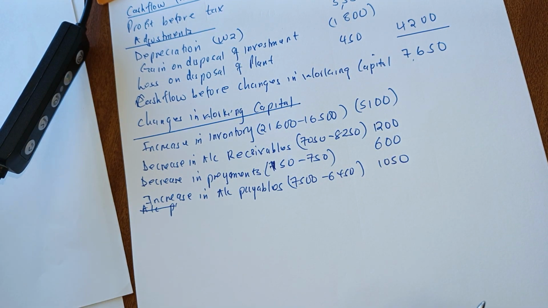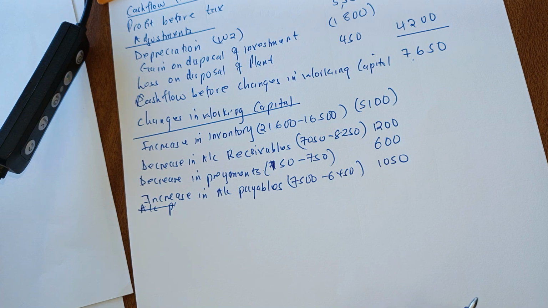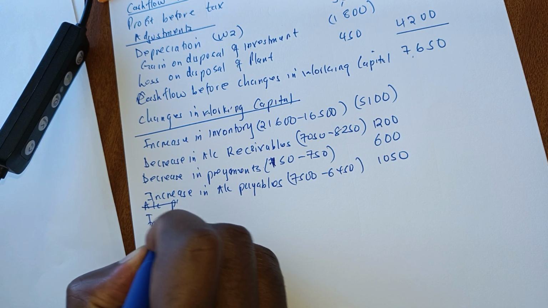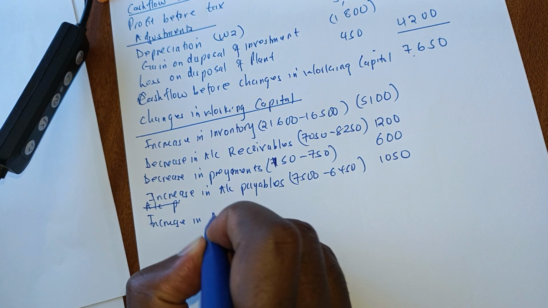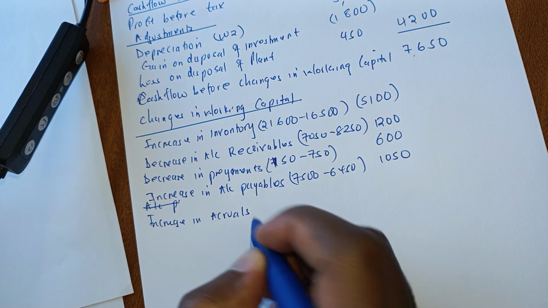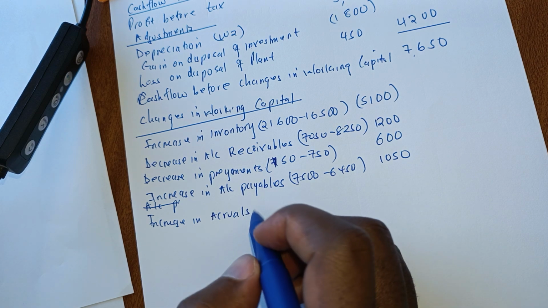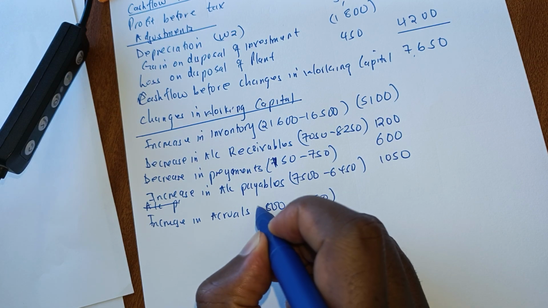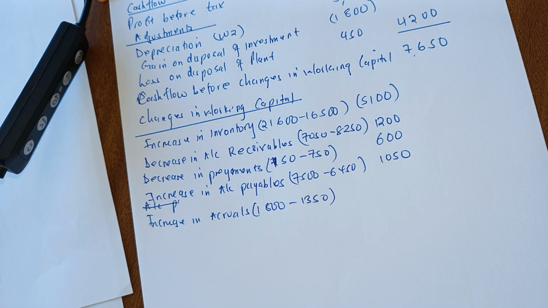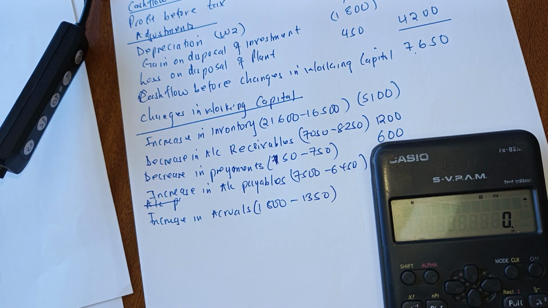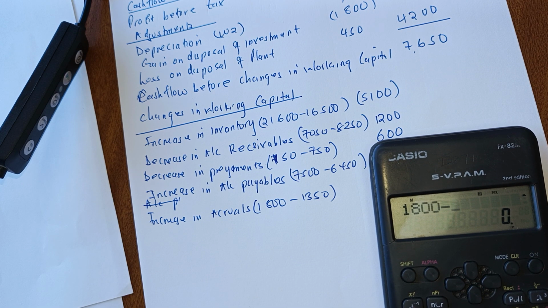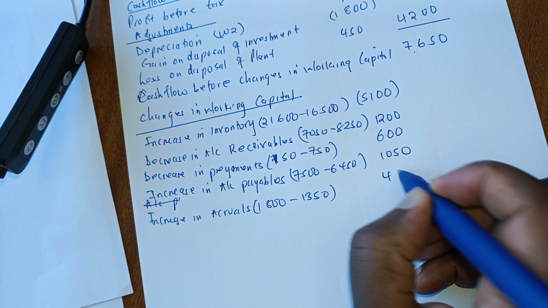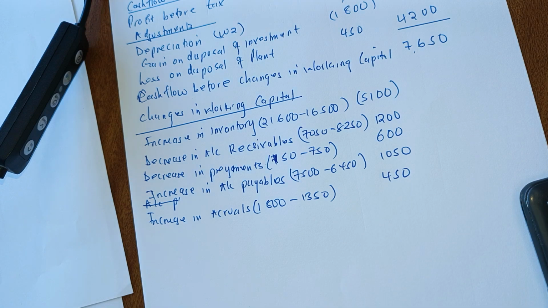Then those accrued liabilities, which also increased. So increase in accrued liabilities, let's say accruals, which was 1,800 minus 1,350. So it means that these people are not paying their dues. They keep on accruing them. So they're saving some cash. So you add it, 450. So that is our working capital.